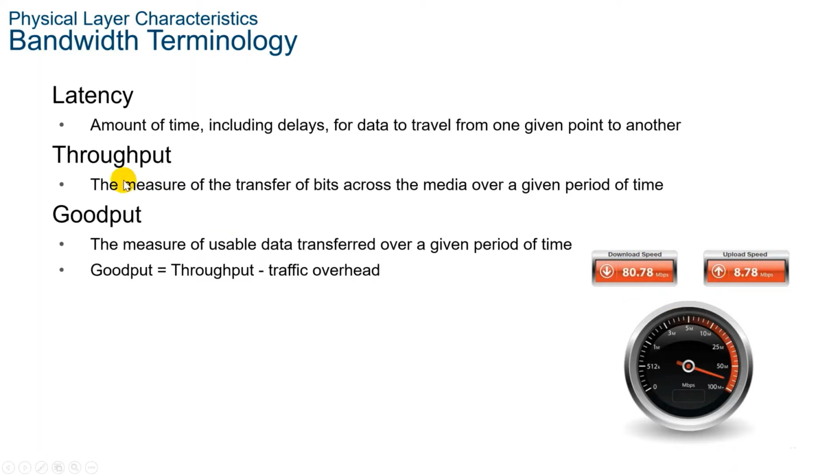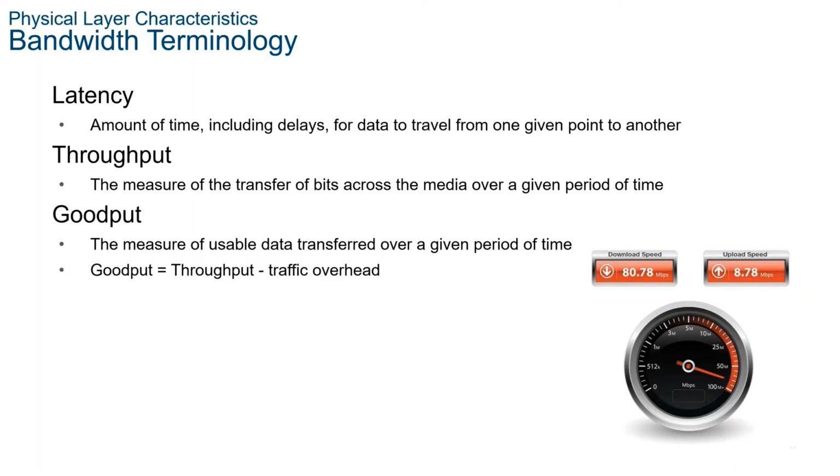So the throughput is not equal to the bandwidth because the throughput pertains to the actual data transfer. If you want to measure the actual speed of your internet, then you need to get the throughput, not the bandwidth, because the bandwidth is usually the difference between the highest frequency and the lowest frequency. So it's the capacity of the channel.